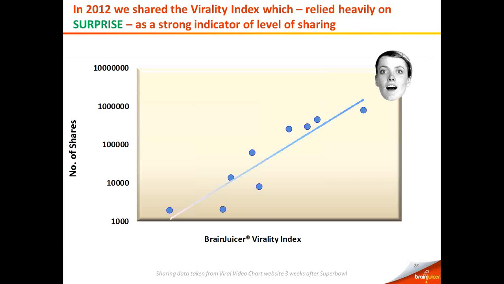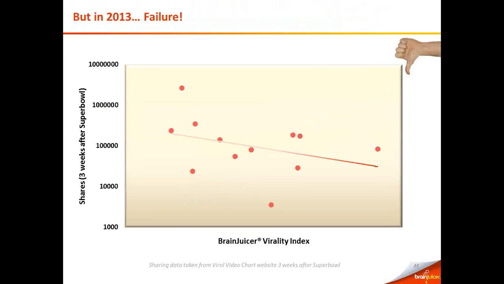So, in the true BrainJuicer spirit of generate, test, and fail and learn, we applied the Virality Index to this year's data. And full disclosure, it was an abject failure. You can see here there was a negative correlation between our Virality Index and the amount of sharing of the Super Bowl spots that we tested this year. Surprise just did not seem to be a factor in virality for 2013. Advertisers were using other emotions to really deliver that effect.